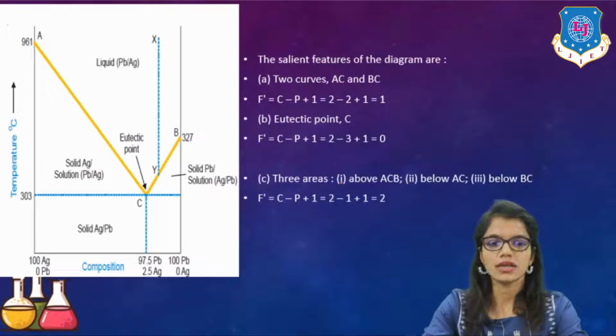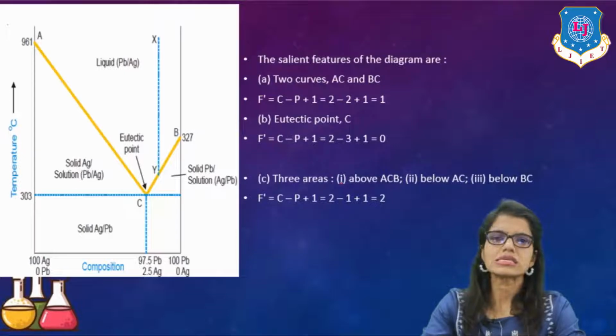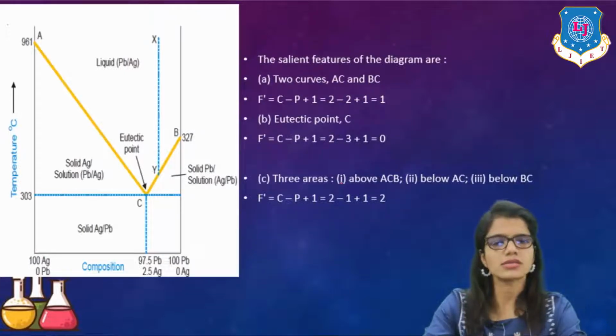Let's see the salient features of the diagram. Here you can observe two curves, AC and BC. So for that, F dash is equal to C minus P plus 1. This is the Gibbs phase rule for any eutectic system or condensed system. Let's put the values here. We get 2 minus 2 plus 1. That becomes 1. So F dash is 1 for our curves.